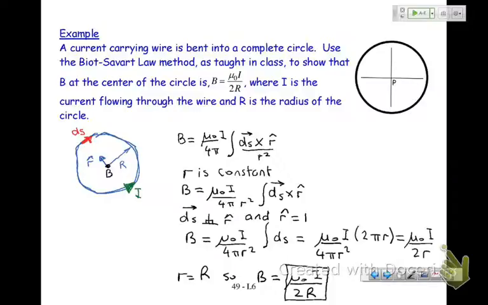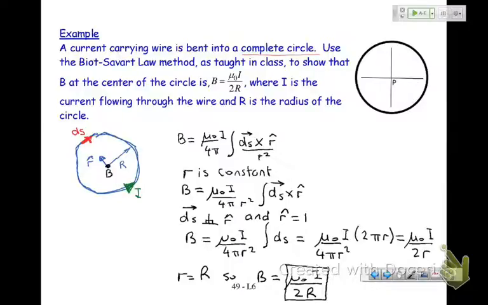So, it says a current carrying wire is bent into a complete circle. I got a complete circle. Use the Biot-Savart method as taught in class to show that B at the center of the circle is B equals mu naught I over 2R, where I is the current flowing through the wire and R is the radius of the circle. So this is another one of these cases where if you don't show me all the steps that I want, then you don't get the points for it. You can't just remember the answer because it's the process I'm after.